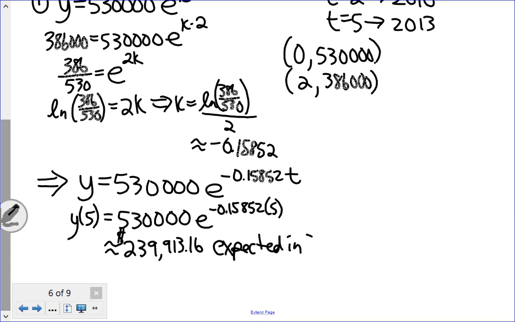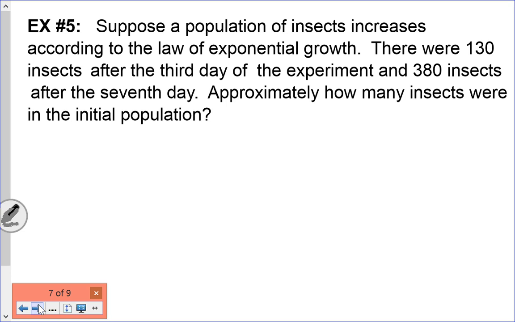All right, so let's talk about another example that increases or decreases, and the difference here is we do not know the initial value. So we know that we have a population of insects. It increases with exponential growth. Okay, so that's an important part to underline. We know that after the 3rd day that we had 130 insects, and we know on the 7th day we have 380 insects. So basically we have 2 ordered pairs there. 3rd day 130, 7th day 380.